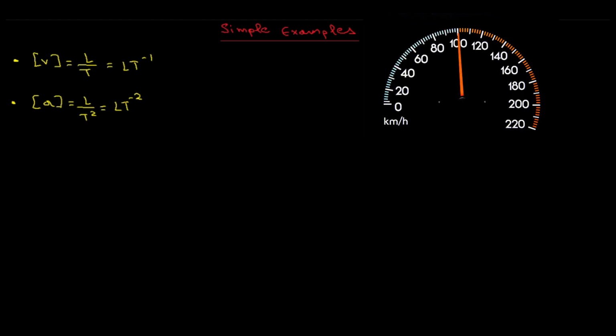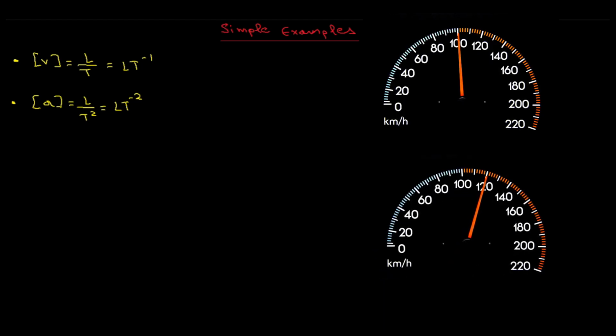Similarly, acceleration is how velocity changes with time. When we press the accelerator, the speedometer reading changes from 100 km per hour to 120 km per hour, and since velocity itself changes, acceleration will be length over time squared.